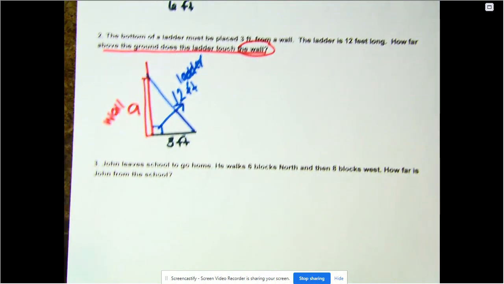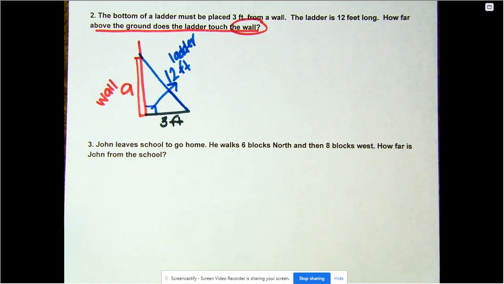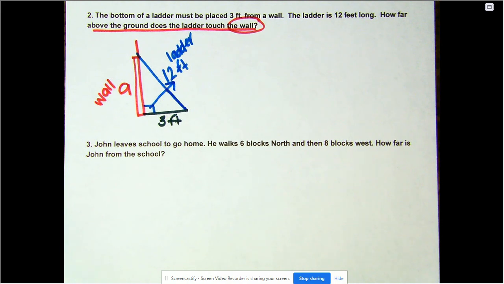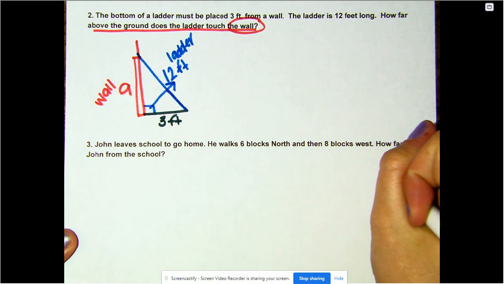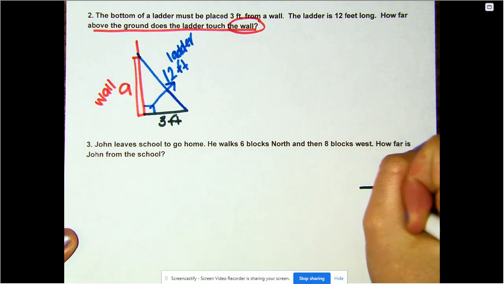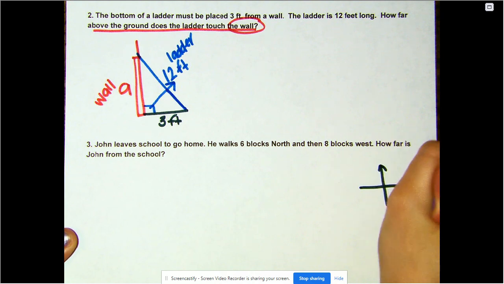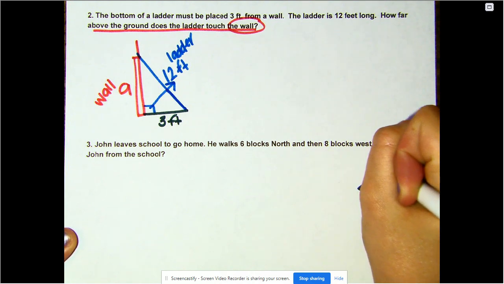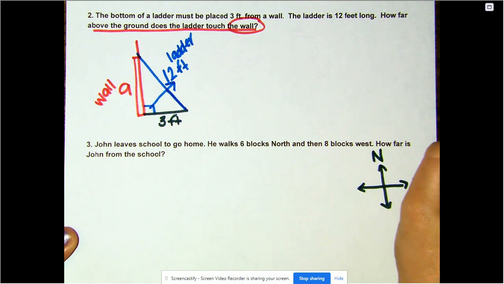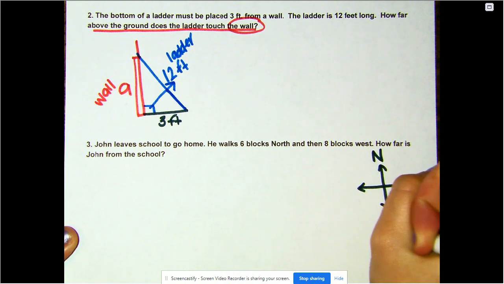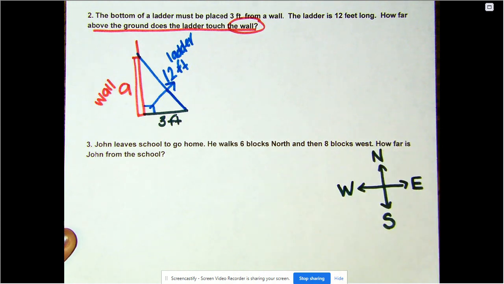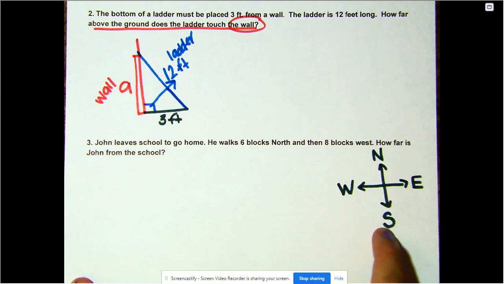Number three. John leaves the school to go home. He walks 6 blocks north and then 8 blocks west. We can also get triangles out of directions: north, east, south, and west. I'm going to draw a compass and use the saying that I grew up with, and you guys may have other sayings for a compass. Never eat soggy Wheaties. North, east, south, and west.